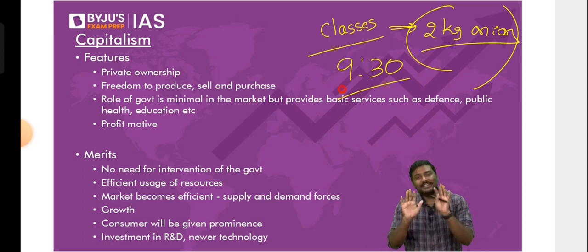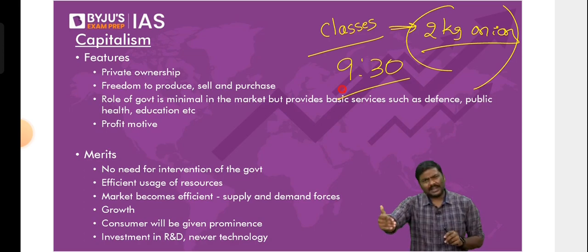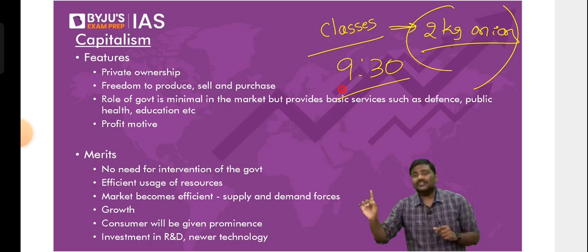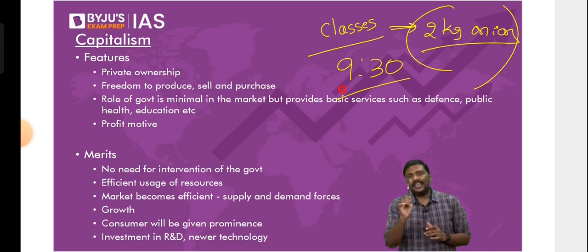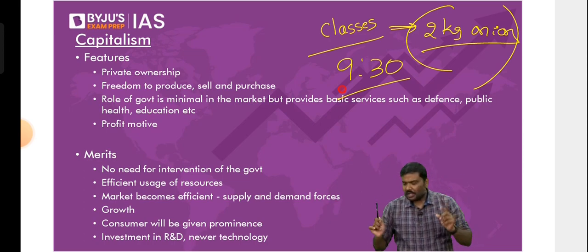That's a different aspect altogether, but the argument is simple. You have gone to the market, purchased the onion, and come back home. Is there any role of the government in the whole transaction? This is the question to you. Is there any role of the government in the whole story that I told you right now? Was there any role of the government?